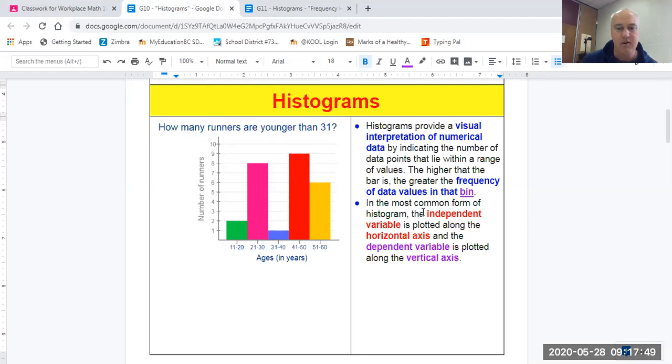In most common forms of histograms, the independent variable is plotted along the horizontal axis. In other words, the thing that is not dependent on anything else is the person's age. What is dependent on that is how many people fall within that age category, and that is on the vertical axis, which in this case is the number of runners that fall within each of those age categories.